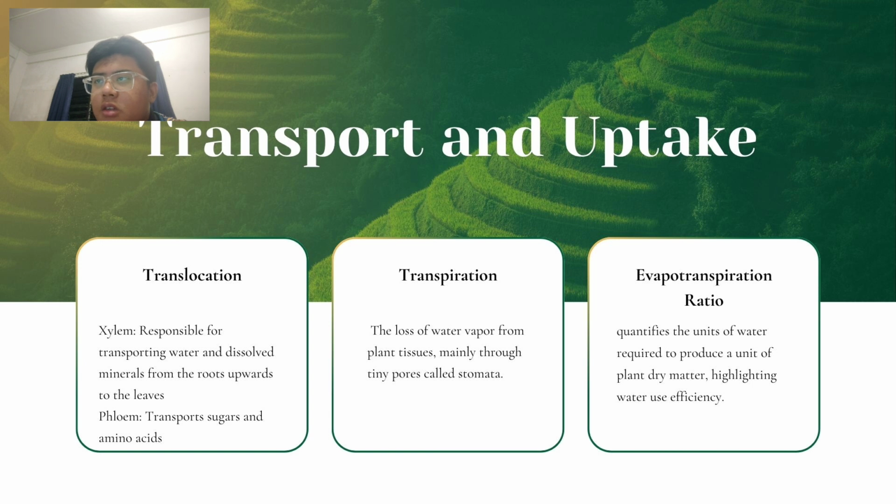A critical process tied to water transport is transpiration, the loss of water vapor from plant tissues, mainly through tiny pores called stomata. Stomata are also vital for gas exchange, allowing CO2 to enter for photosynthesis. We often measure the evapotranspiration ratio, which quantifies the units of water required to produce a unit of plant dry matter, highlighting water use efficiency.